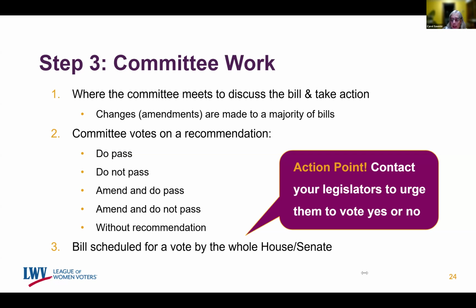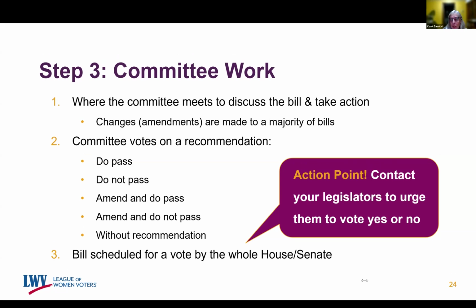And finally, at the end, if the majority of that committee says they believe this bill should pass, then it gets sent down to their house, the House or the Senate. Bills that are in the House committees go to the House. Bills that are in the Senate committee go to the Senate first, or if there was a tie, they could go without recommendation. And then the bill is scheduled for a vote by the whole House or Senate, depending where it started.